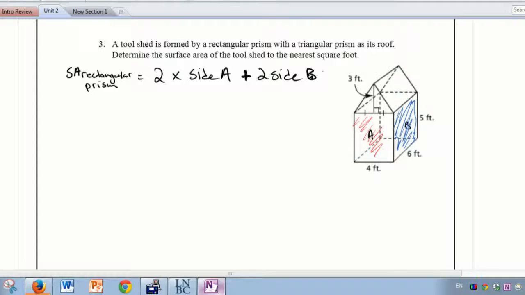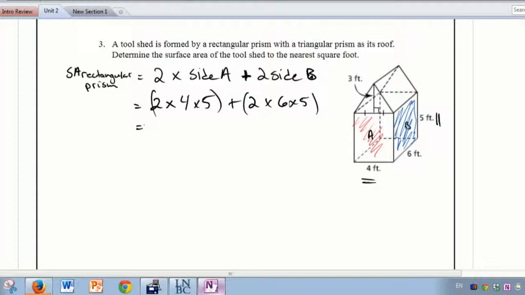All right, so I have 2. Side A is 4 by 5, so I'm going to go 2 times 4 times 5. And side B is 6 by 5, so I'm going to go 2 times 6 times 5. Now, if you want to remember your order of operations, we have to do the multiplication first, and then add those together.